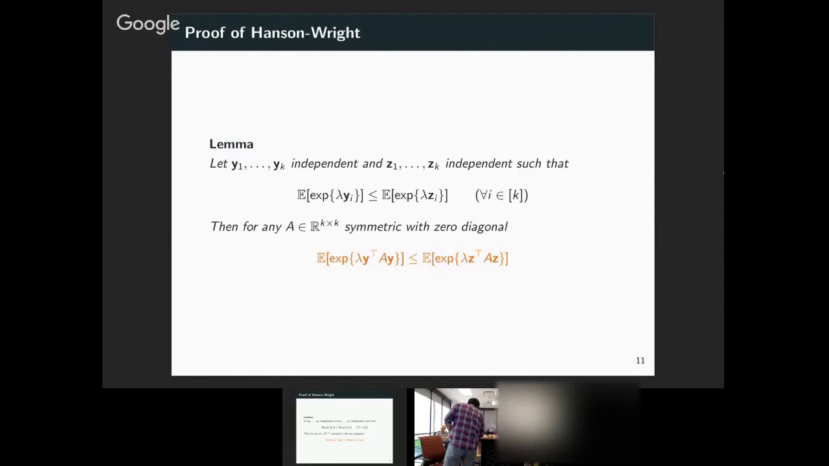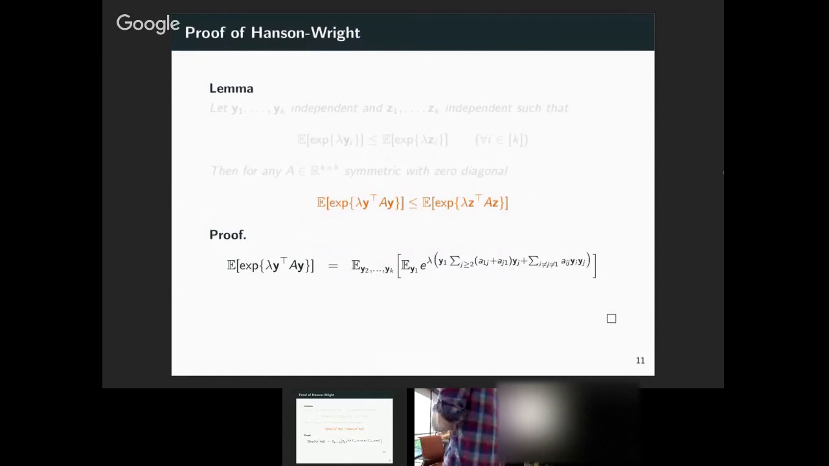So how do we do this? Well, first of all, you write down what this expectation is. So there's a bunch of independent random variables. And what we can do is condition on y2 through yk, and look at what's inside here with respect to y1.